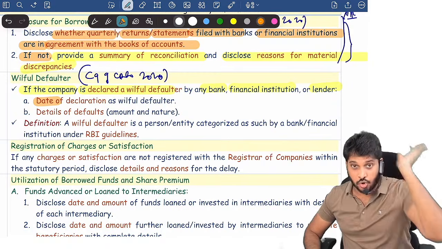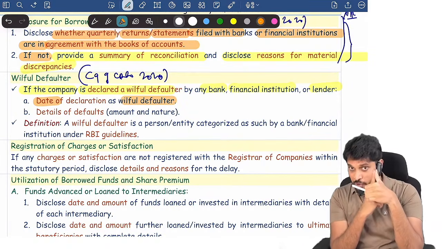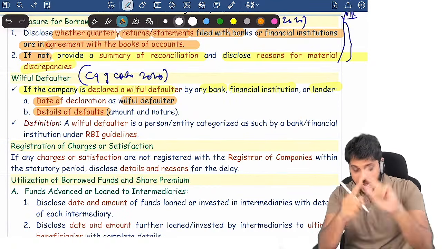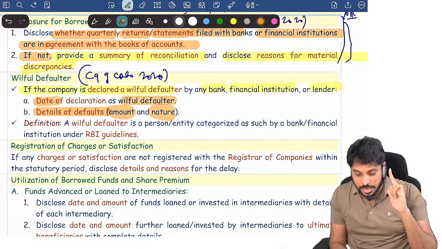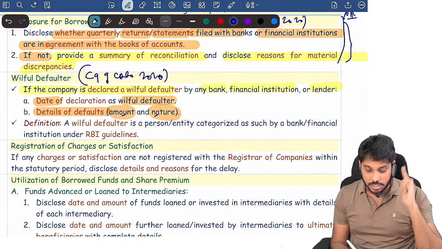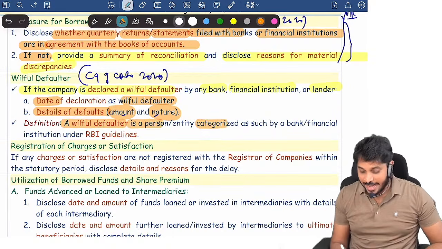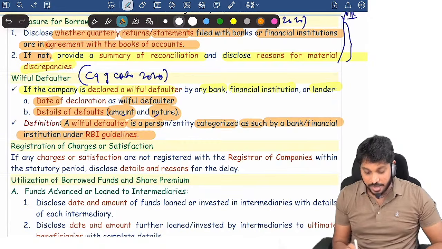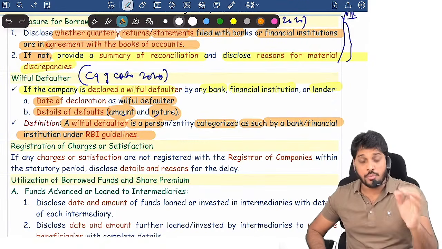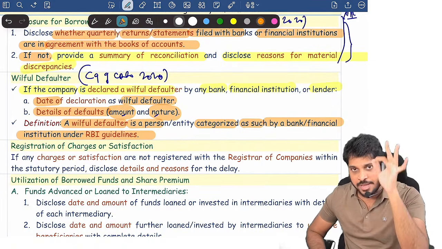They need to disclose the date of default, the date on which they were declared as a willful defaulter, and details of the default: what exactly we defaulted, how much amount we defaulted, and what is the nature of the loan that we defaulted. We need to give these disclosures. Remember, who is a willful defaulter? A willful defaulter is a person categorized as such by a bank or FI under RBI guidelines. As per RBI guidelines, a borrower may be classified as a willful defaulter by a bank.